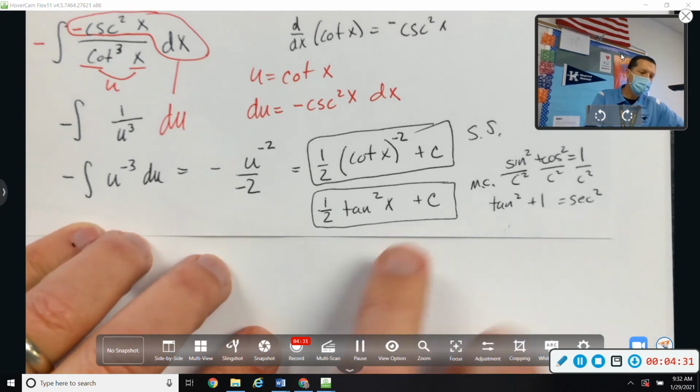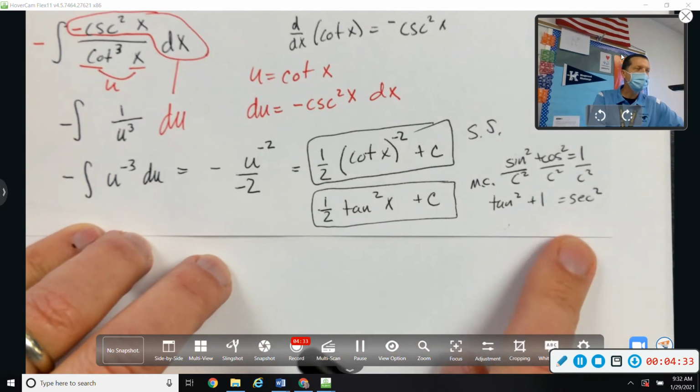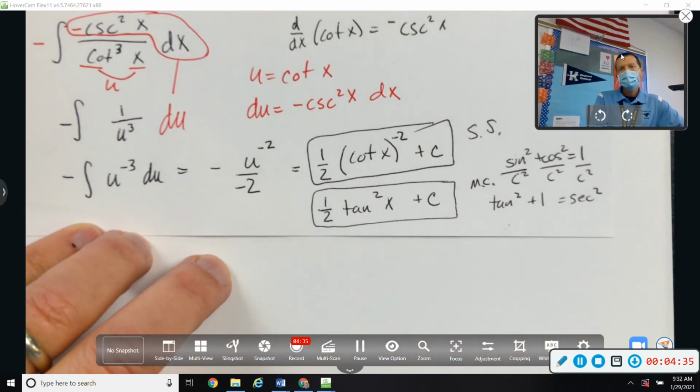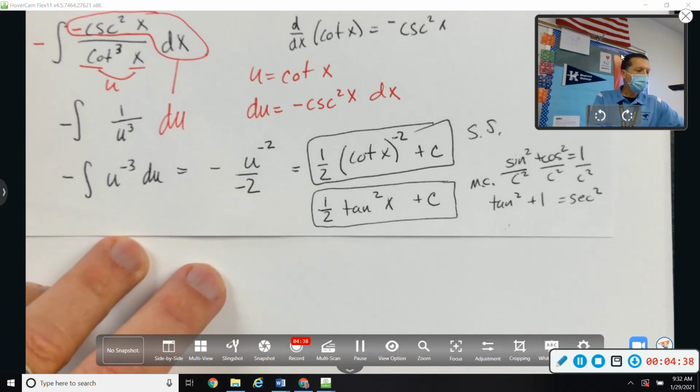The back of the book has the tangent squared and the secant squared. Other questions from 301?